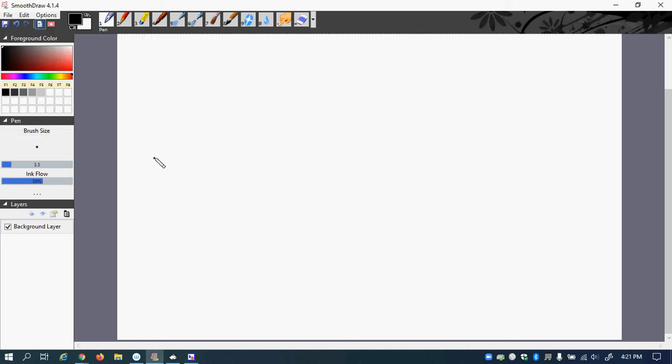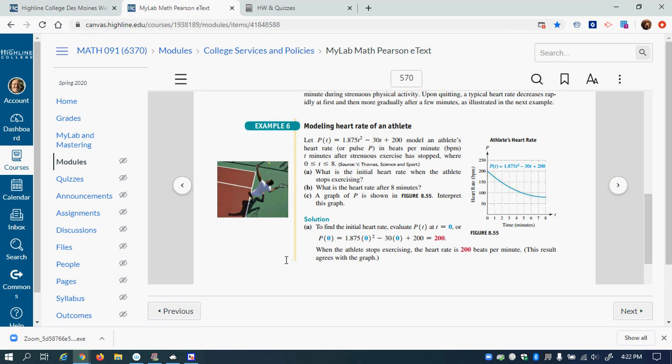So this last section is basically evaluating polynomial functions and looking at the real world situation. So let's go to the book. The book has an example on page 570, and it's modeling the heart rate of an athlete. Here's the function that they're giving us.